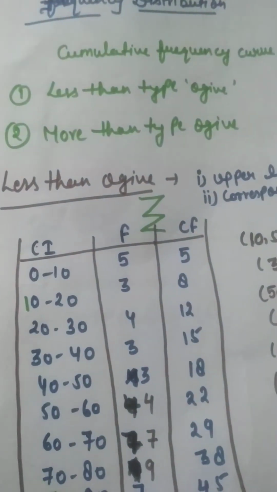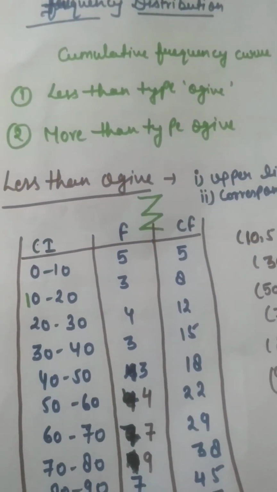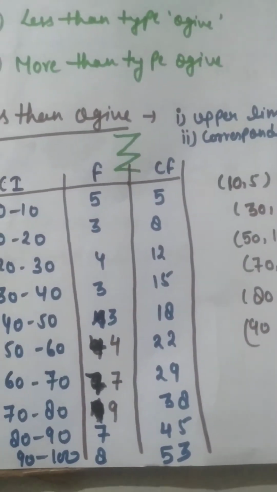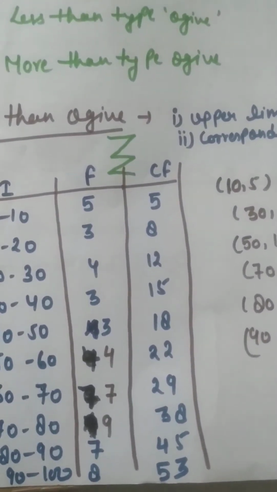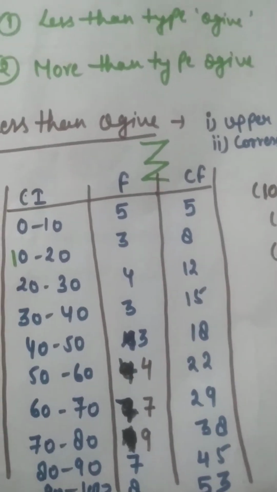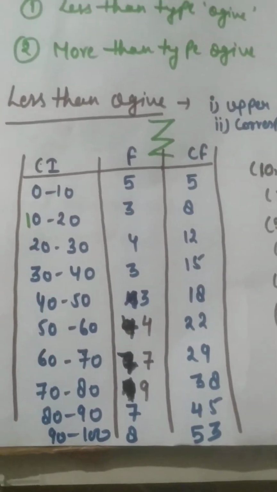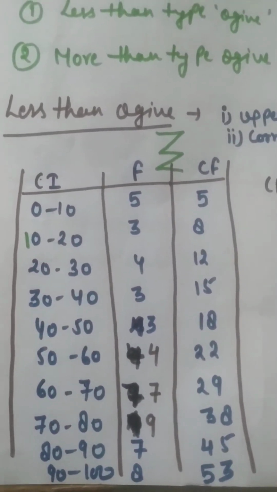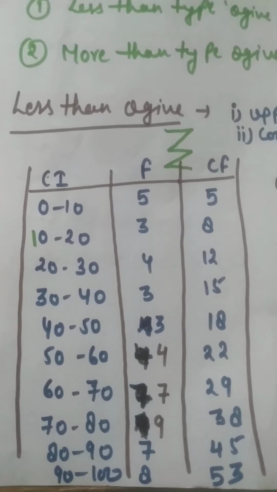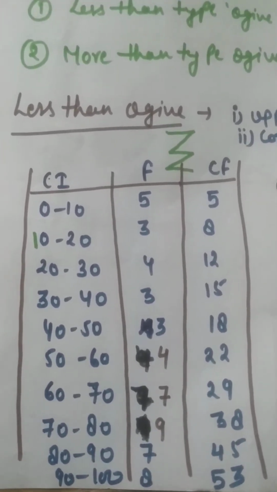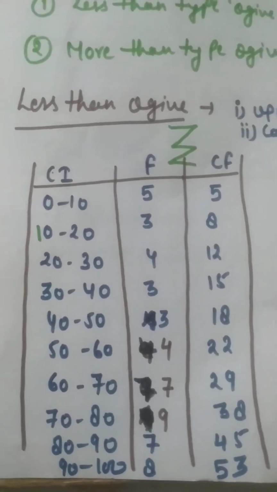We are always adding the numbers like that. After that, whenever we make a graph, we need points to locate in the graph. So how will we find the points of the less than OGIV curve? I am telling you. Keep in your mind, in less than type we take not the lower limit but the upper limit. In less than type OGIV we take the upper limit and the corresponding cumulative frequency.